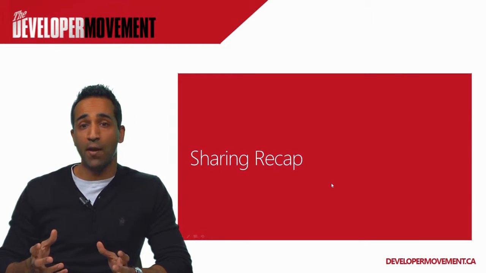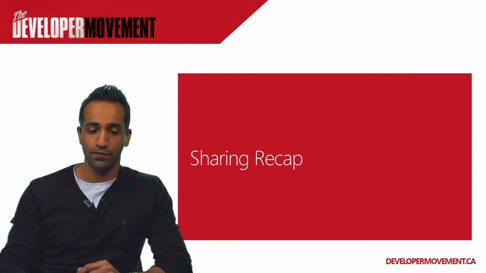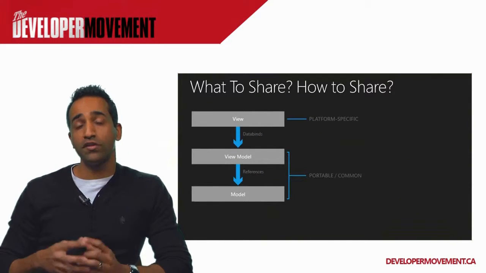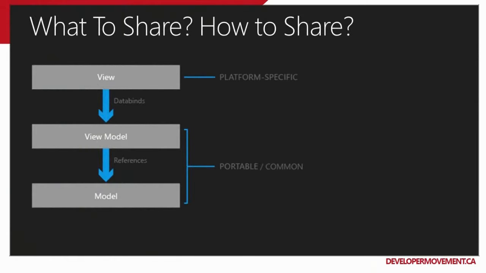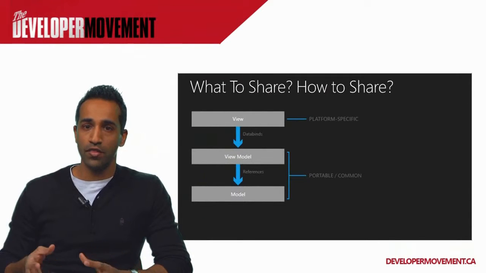So let's take a quick recap of what we've covered today: what to share and how to share. Again, the view should really be platform specific. Take advantage of the device. Take advantage of the form factor. Now the view data binds to the view model. The view model is a specialization of the model, and that references the model. So we've got that portable and common code in the view model and the model.